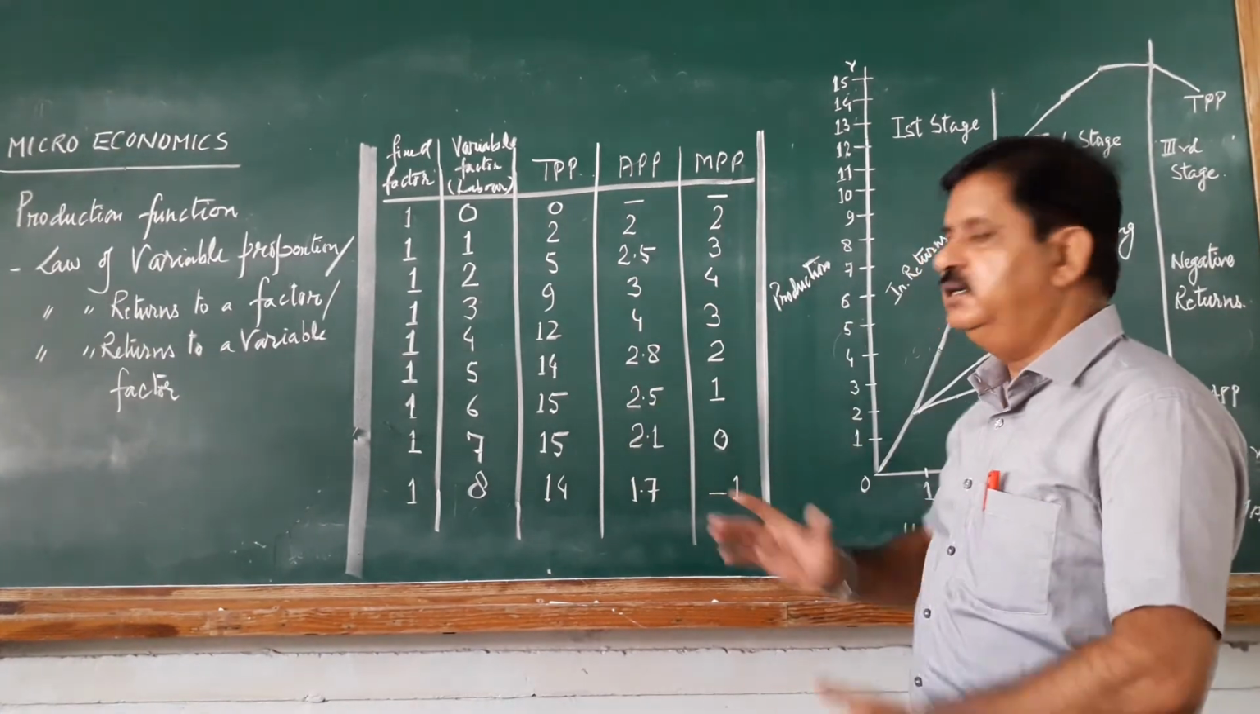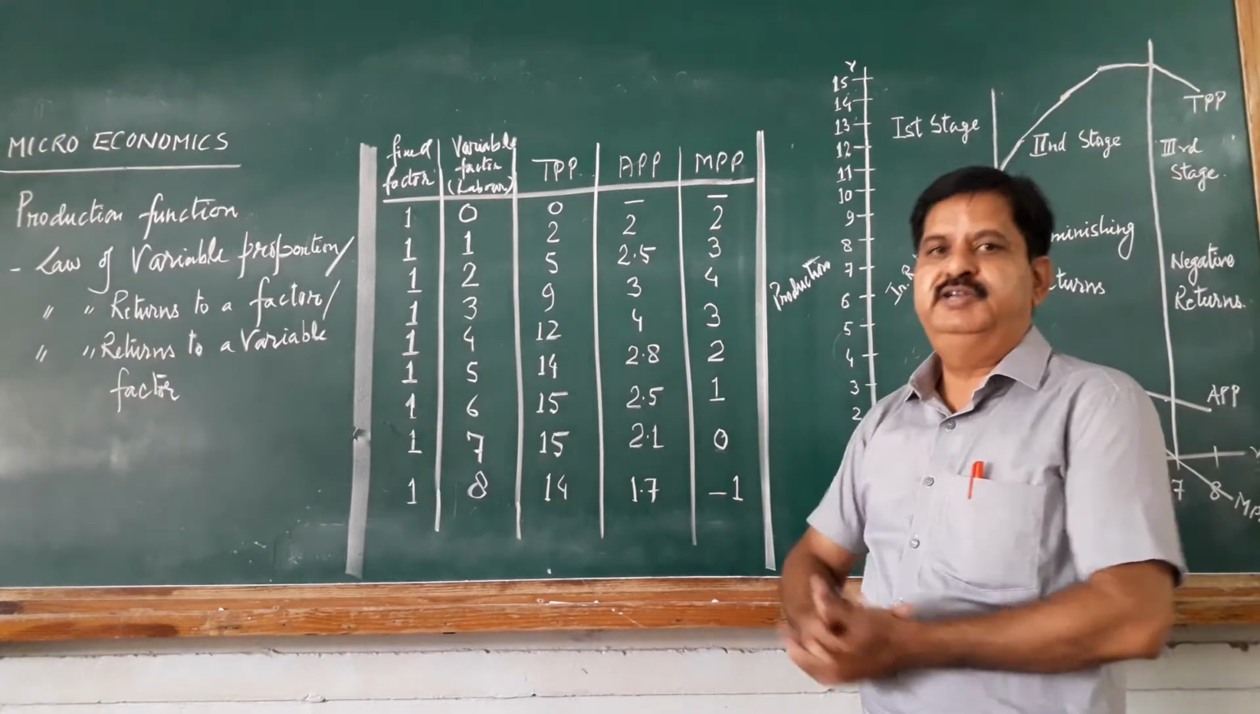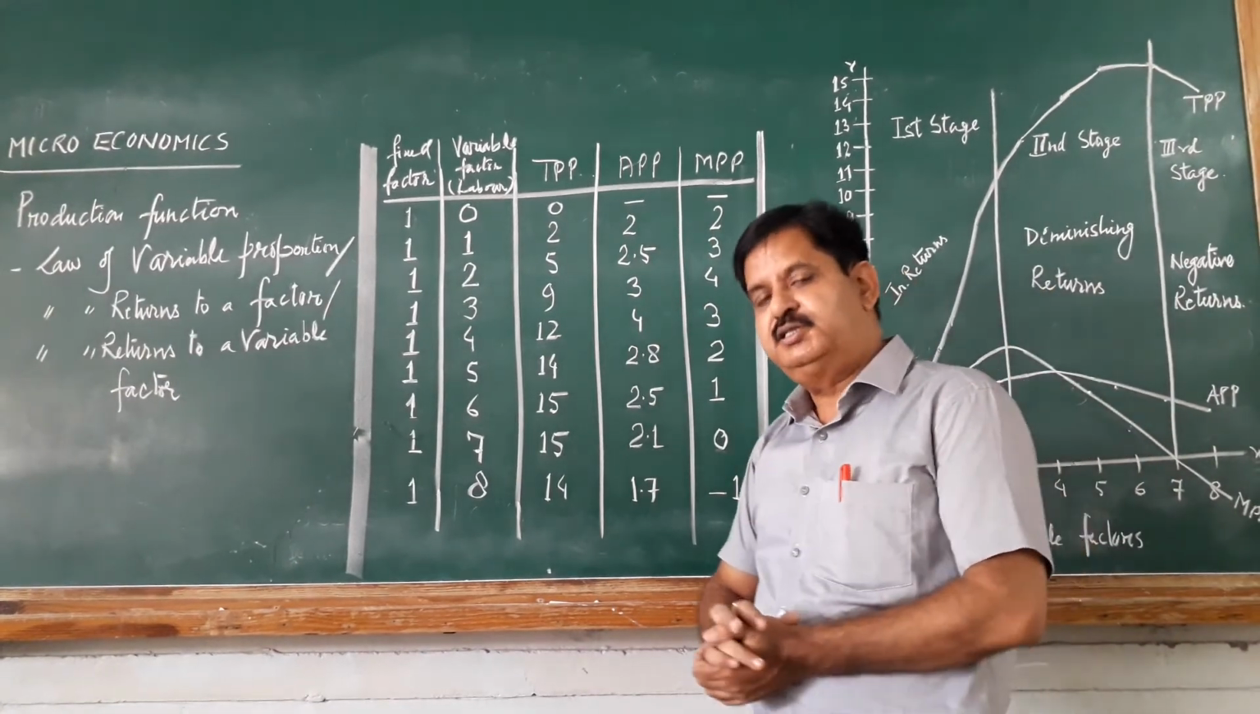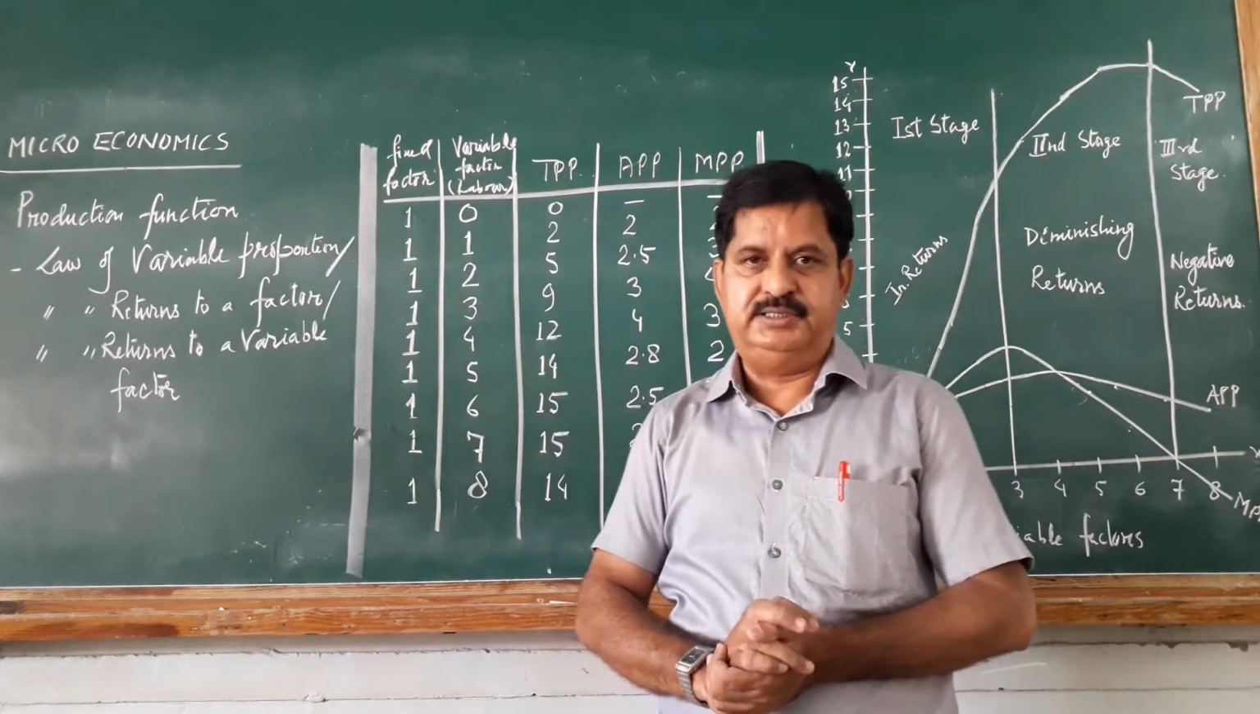Likewise, we will get the marginal product. Then we see the average product. Average product means the per unit production of the variable factors employed.